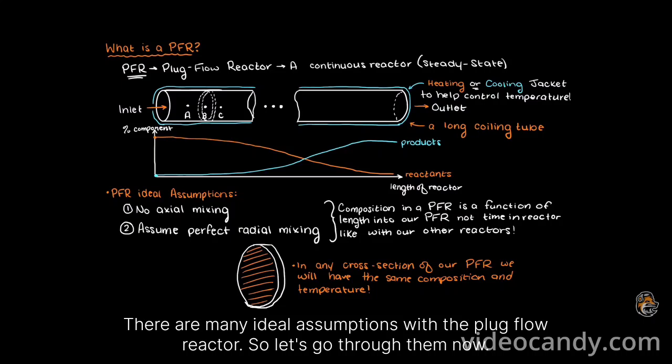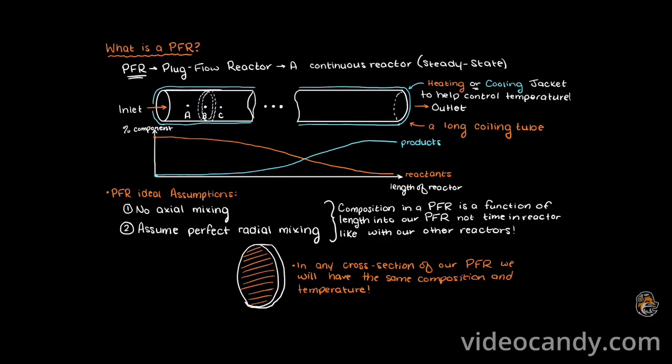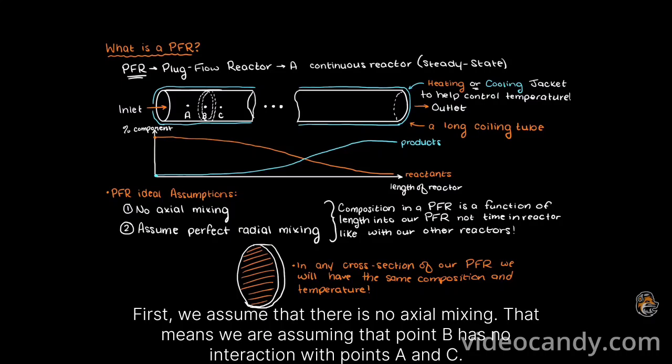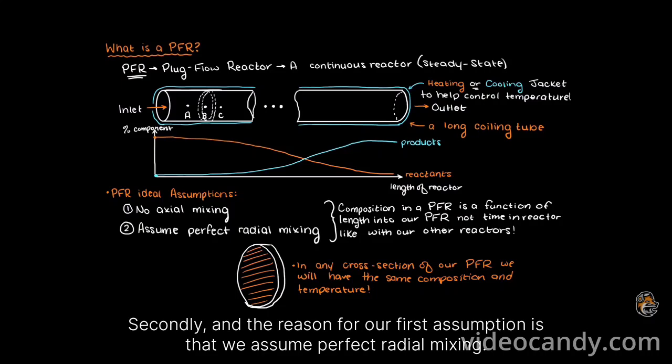There are many ideal assumptions with the plug flow reactor. So let's go through them now. Firstly, we assume that there is no axial mixing. That means we are assuming that point B has no interaction with points A and C.